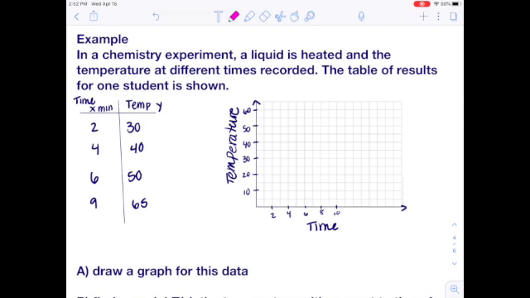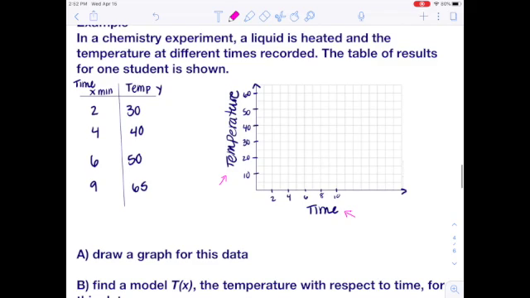All right, so in a chemistry experiment, a liquid is heated and the temperature at different times is recorded. So the table of results is for one student. We've got time as our x value and temperature as our y value. Make sure that you label your graphs, time and temperature. Let's draw the graph of this, part A. Pretty much they give you the chart, you're just drawing the graphs.